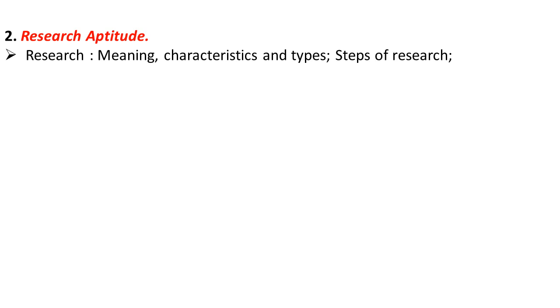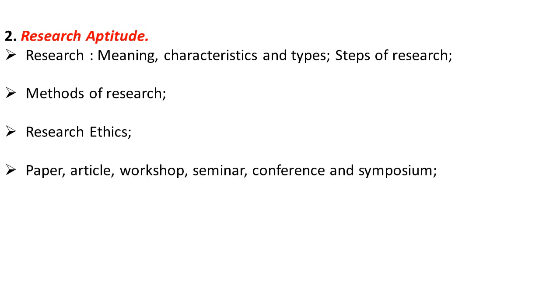Now moving on to the next important topic, that is research aptitude. In research aptitude, the meaning, characteristics, types and steps of research are the subtopics. Then methods of research, then research ethics, then paper, article, workshop, seminar, conference, symposium. So friends, you should know all.